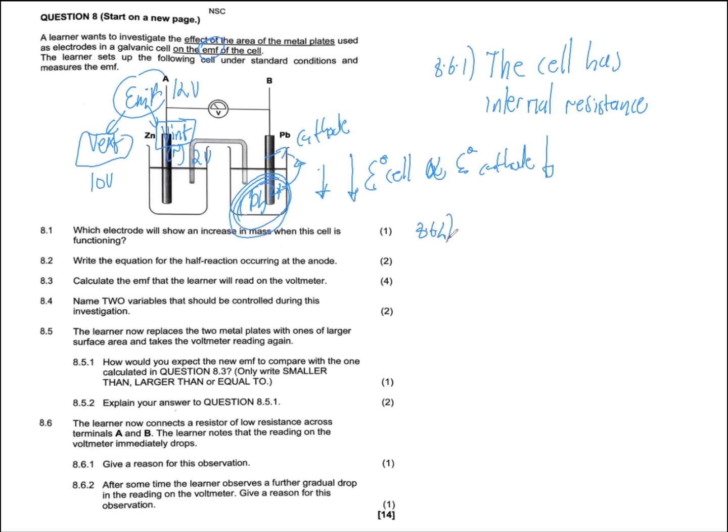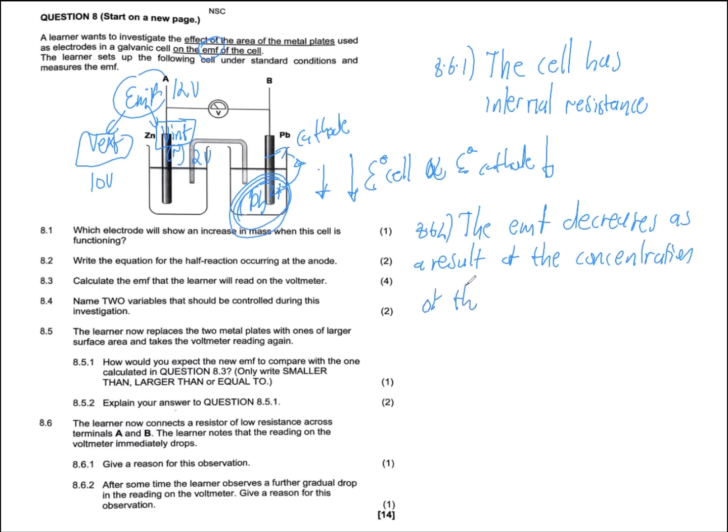So for 8.6.2, we are just going to go with this: the EMF decreases as a result of the concentration of the Pb2+ ions decreasing.